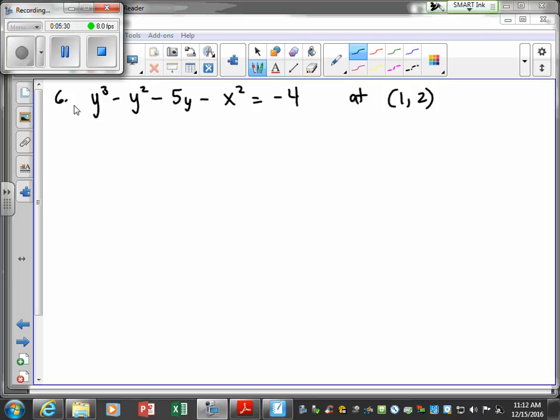Okay, we're going to do another problem like 6. This one I want you to try on your own, so if you can simplify it, do so. If not, go ahead and take the d/dx of each of these terms and get started. Once you find the equation for the slope, then evaluate it at the point (1, 2).